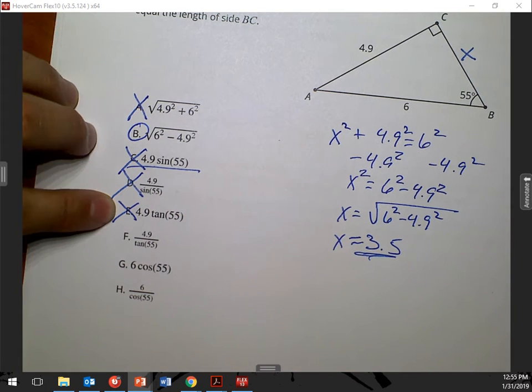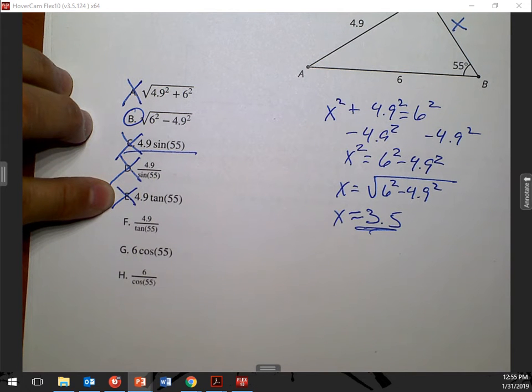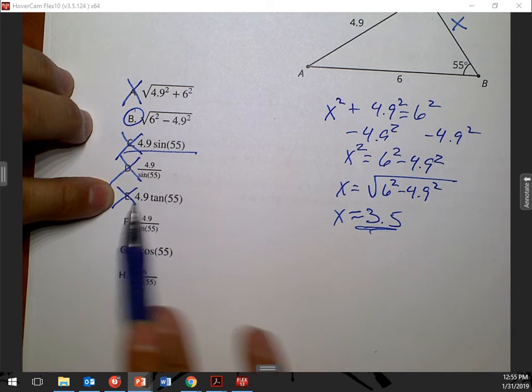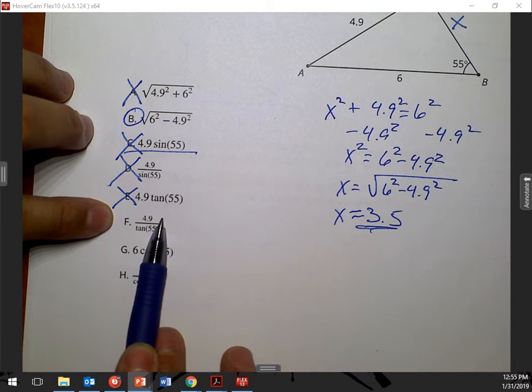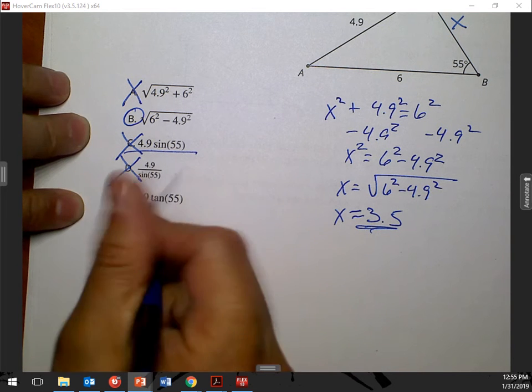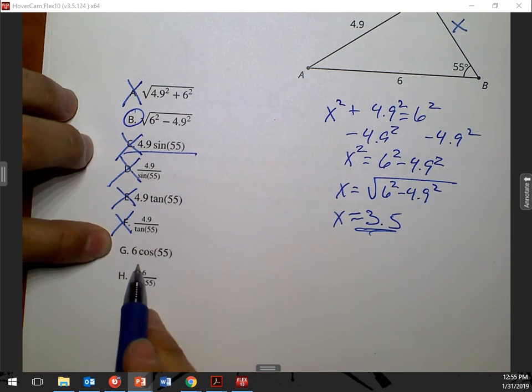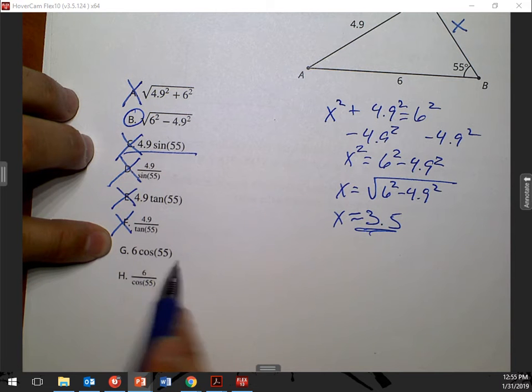Okay, trying to help you guys here, but I have stuff we got to get through. Okay, putting each one in the calculator is not going to give you 3.5. This one is not going to give you 3.5. Is it just cosine? No, this one will give you 3.5.